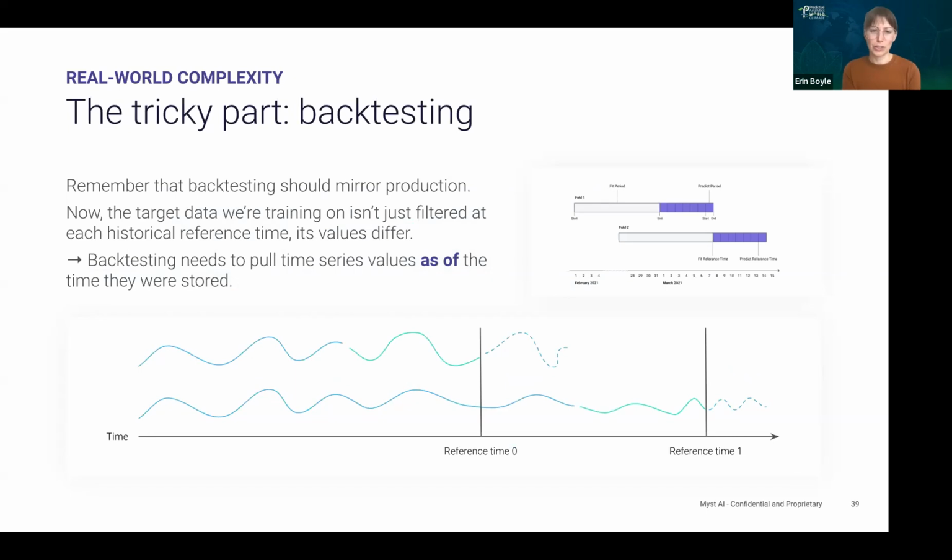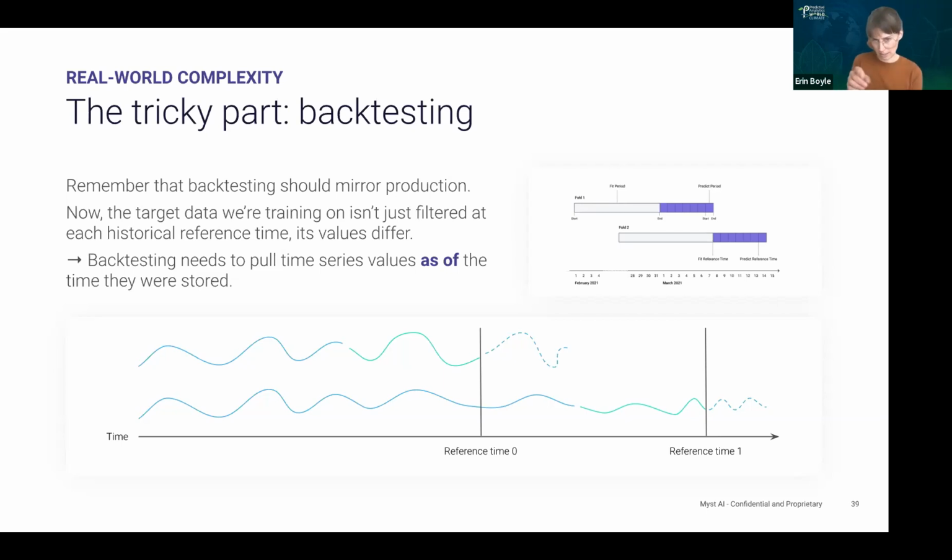All right, so that's all well and good, but how do you actually decide which of these various approaches is going to be most accurate? So I think the tricky part of this is backtesting to compare these different approaches to each other. And I think this highlights, again, a kind of fun part of forecasting. So remember that backtests should mirror production. But unfortunately, in production, the target data that we're training on in these more complex approaches, so I'm highlighting the spliced approach here, that target data isn't just filtered at each historical reference time, its actual values differ.